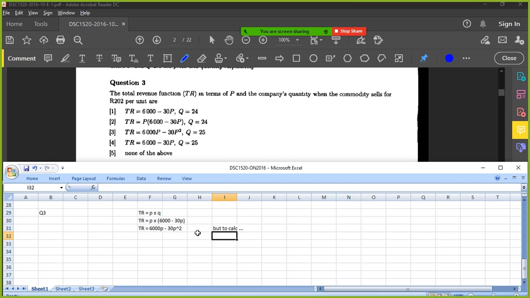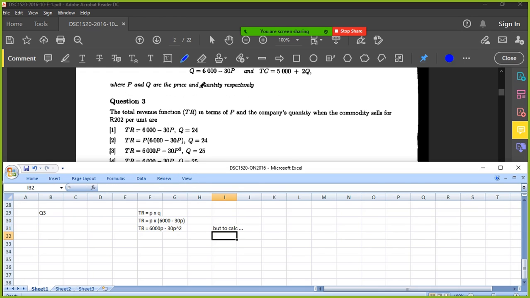In order to calculate it, we can determine what Q is if we insert P in. Q was 6,000 minus 30P, and they said here P is 202. So if you plug that into the calculator, you get, hold on, that's not right.